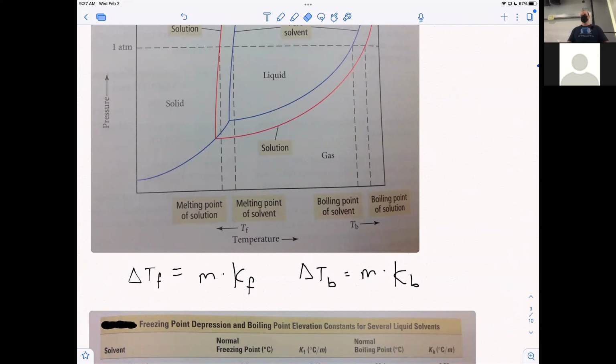If you can't remember, think freezing point depression: I'm down, I'm sad, depressed, goes down. And boiling point elevation: I'm high, I'm excited, I'm going up. So remember that. Elevation is up, depression is down.